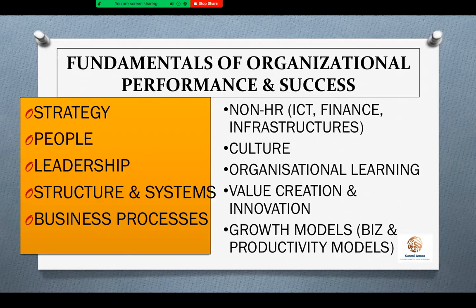Number five, business processes. Number six, non-HR items like your technology, your information communication technology, like finance, like your infrastructures. Okay, that is non-HR items. Then culture was also indicated as one critical, fundamental factor for organization performance and success. Then organizational learning. Organizational learning was also picked as a critical success factor. Then value creation and innovation.